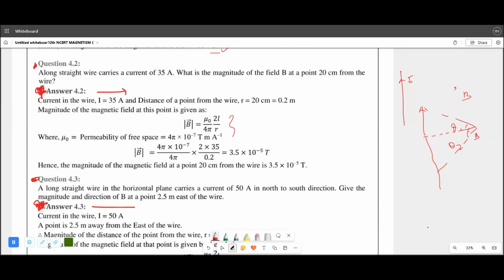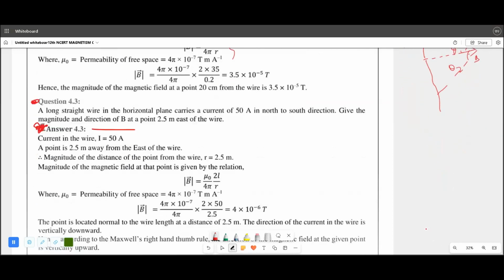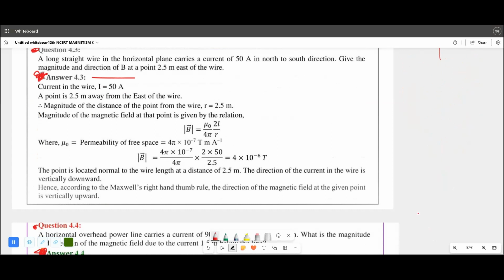Moving on to question number 4.3. A long straight wire in the horizontal plane carries a current of 50 ampere in the north to south direction. Give the magnitude and direction of B at a point 2.5 meter east of the wire.